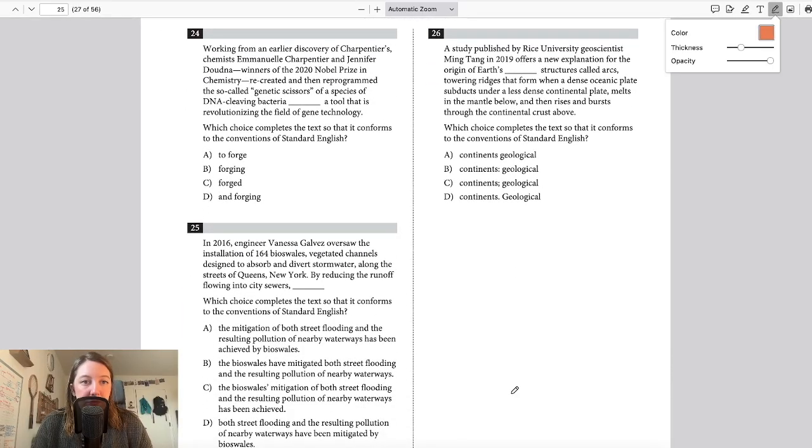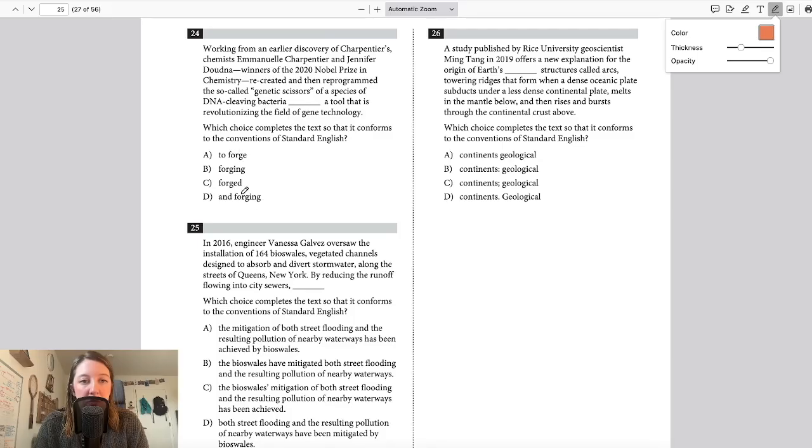Okay. Let's see. Working from an earlier discovery of Charpentier's, chemist Emmanuel Charpentier and Jennifer Doudna, winners of the 2020 Nobel Prize in Chemistry, recreated and then reprogrammed the so-called genetic scissors of a species of DNA-cleaving bacteria, blank, a tool that is revolutionizing the field of gene technology. So this is number 24. We've also got another grammar question here. So we are going to take a look at this section here.